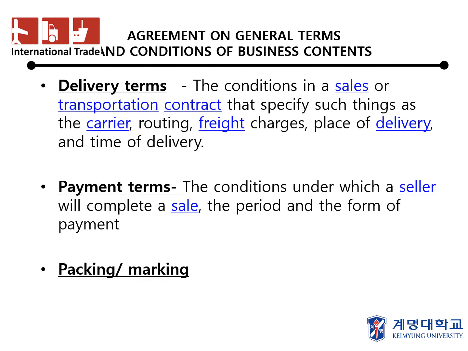Then the delivery terms, okay, this is the condition in a sales or transportation contract that specifies such things as who will be the carrier, what will be the routing, freight, and the charges, the place of delivery, and the time of delivery. So the whole description of delivery.